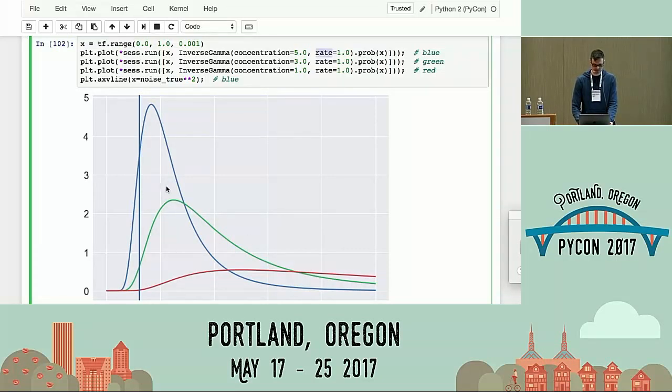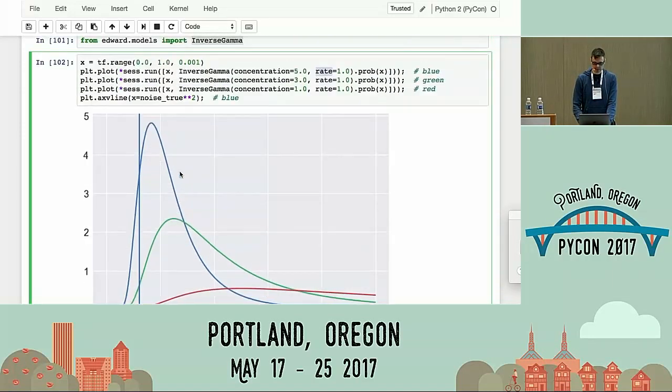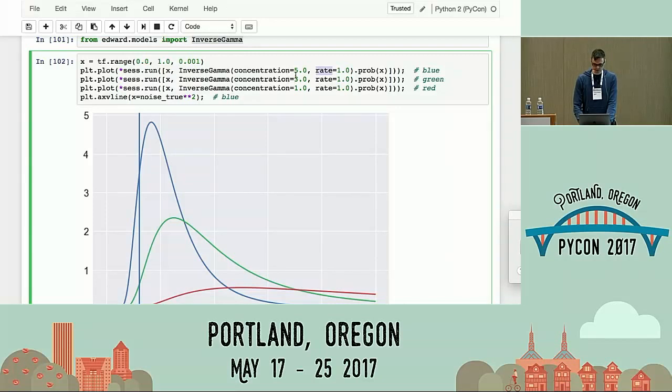So the blue one is fairly narrow, and then it has this long tail. Yeah? So it rises rapidly, and then has this peak and goes slowly to 0. And then these other ones here, this was for large concentration.